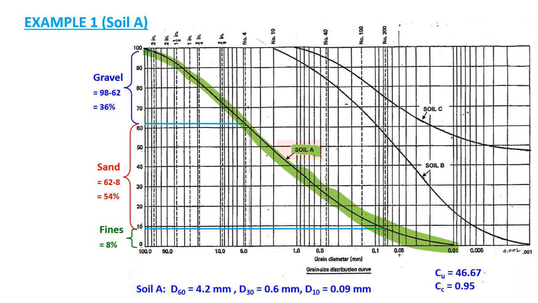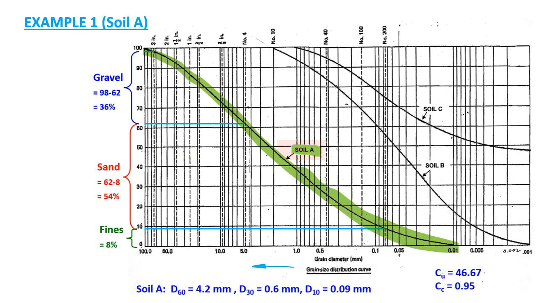One important thing in this figure is that the grain size, the particle size, is increasing in this direction. In some books it is given in reverse direction, so it doesn't matter. The particle size is increasing, that's why you see this S shape in reverse direction. Anyway, let's start.